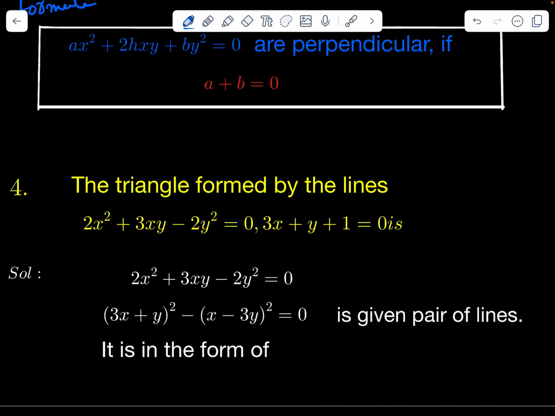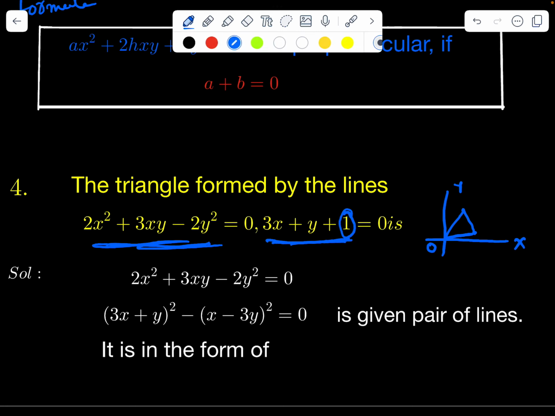First of all, you can check the diagram in this way. These represent two pair of lines. This is the one line. This is the one line. Why? Because these two are passing through the origin. This is not passing through the origin. Why? Because it has a constant term.